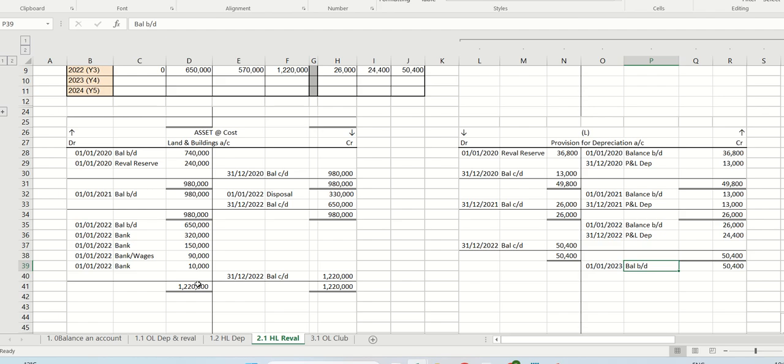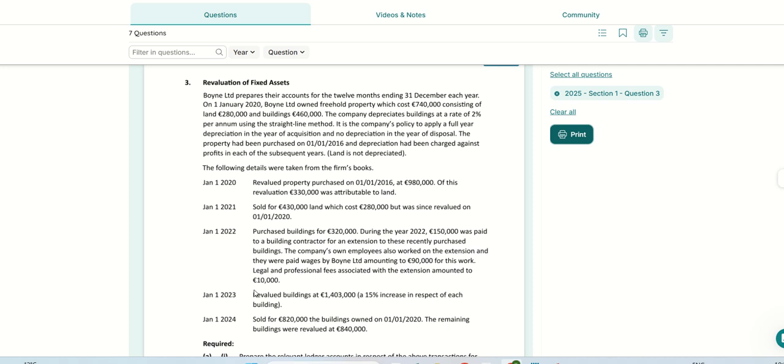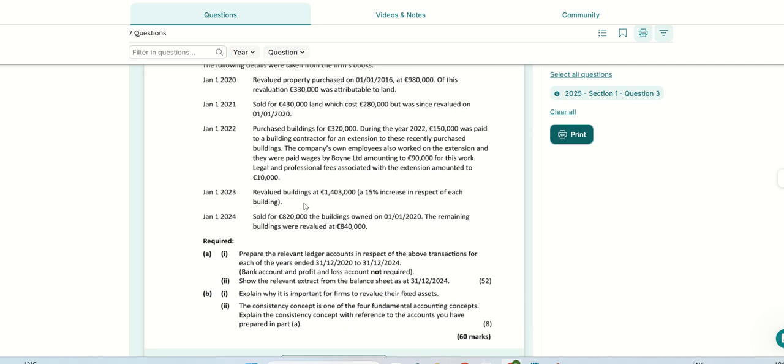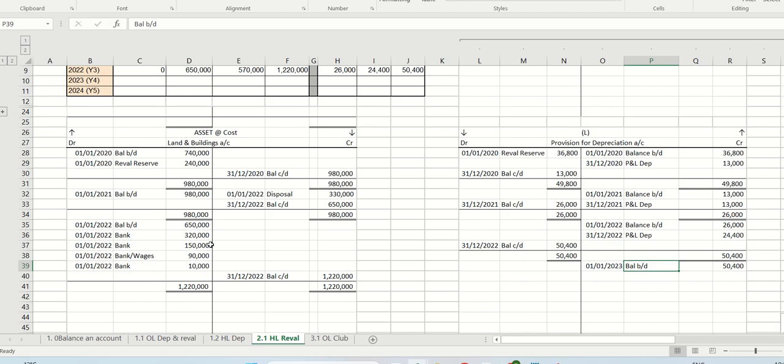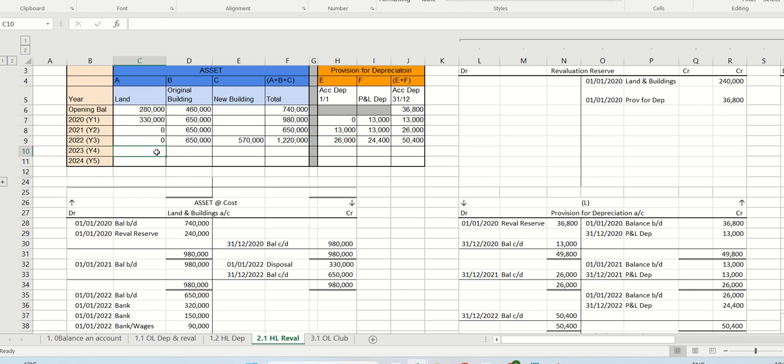We're on to 2023. Okay, sweet. Brilliant. Back to the question. 2023. Revalued the building. So we've got a revaluation of both buildings, a 15% increase. Okay, so no change to the land. We still have the land. The buildings have gone up by 15%. So I will multiply that by 1.15, 115 to get the value up. Okay, so I'm adding 15% to both buildings individually.